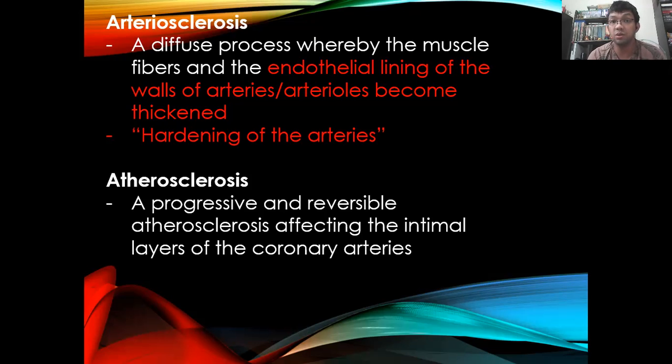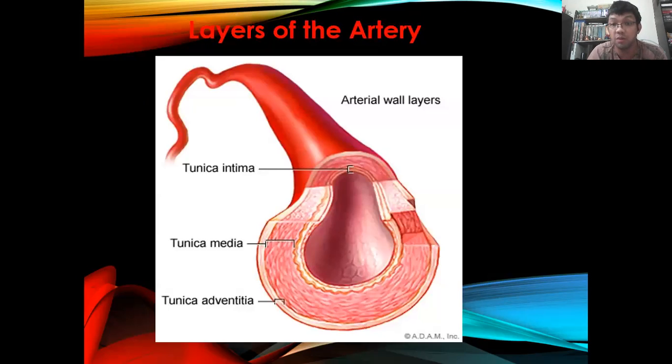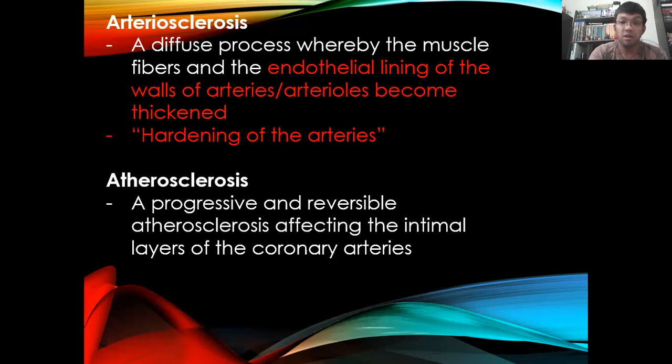That's what arteriosclerosis is. But atherosclerosis is a progressive and reversible process affecting the intimal layers of the coronary artery. So the innermost layer, the tunica intima, is the one that is affected in atherosclerosis.